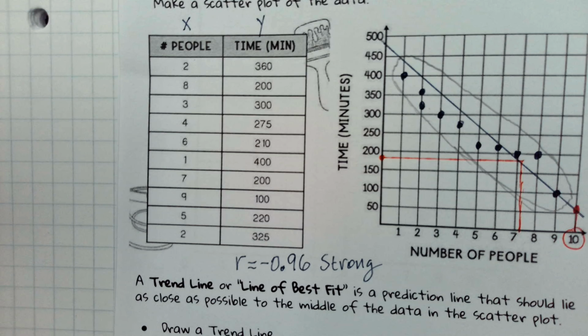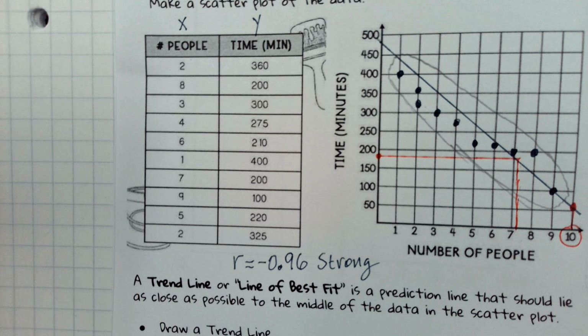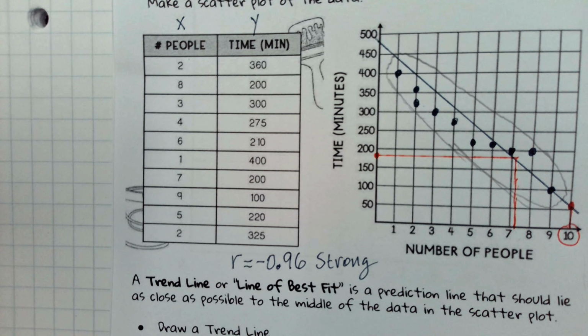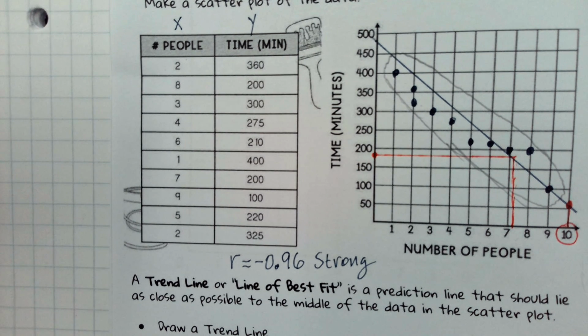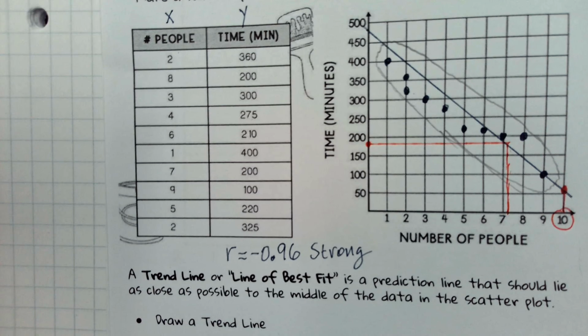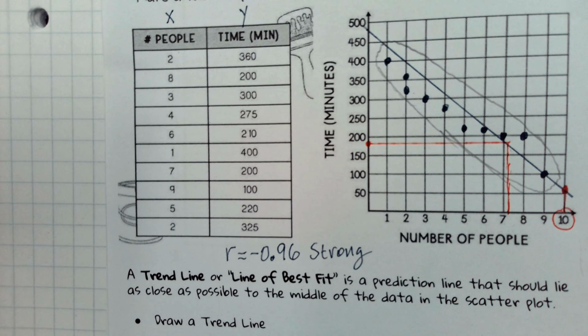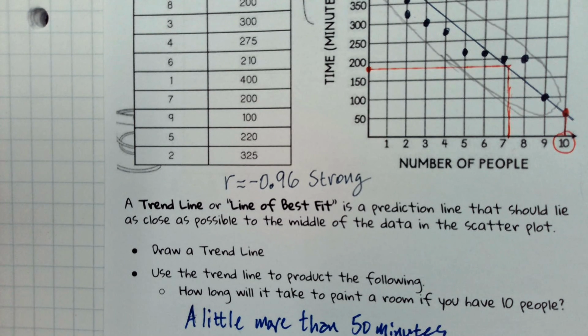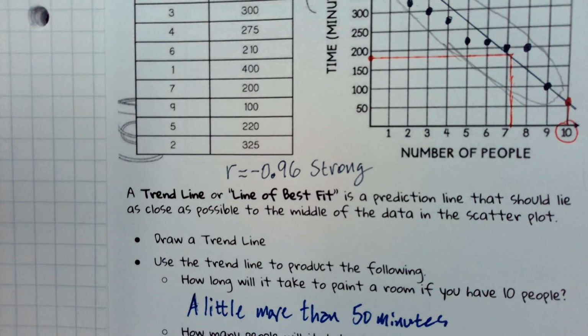About how many people? About 7. Yeah, we can't have fractions of people, so we'll say about 7 people. Between 7 and 8. Or someone with like an extra.